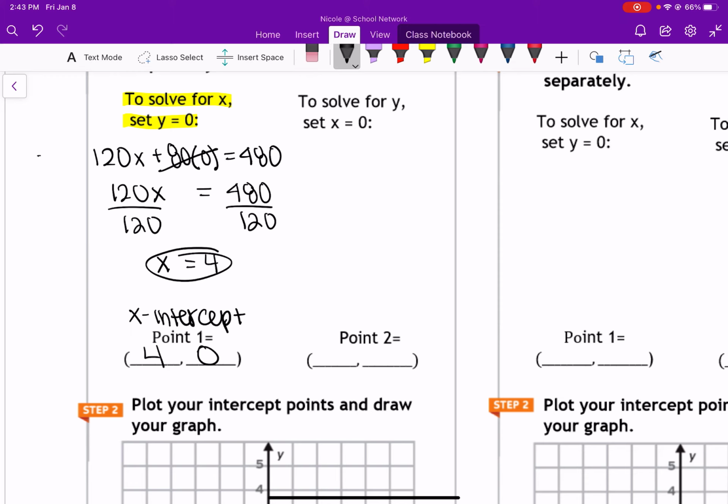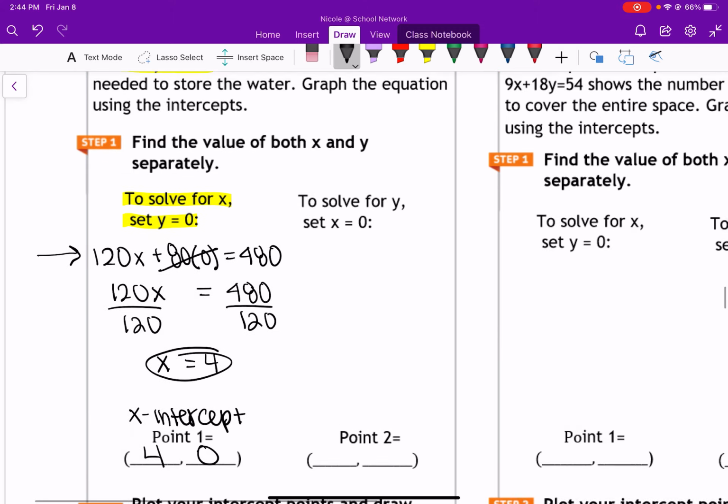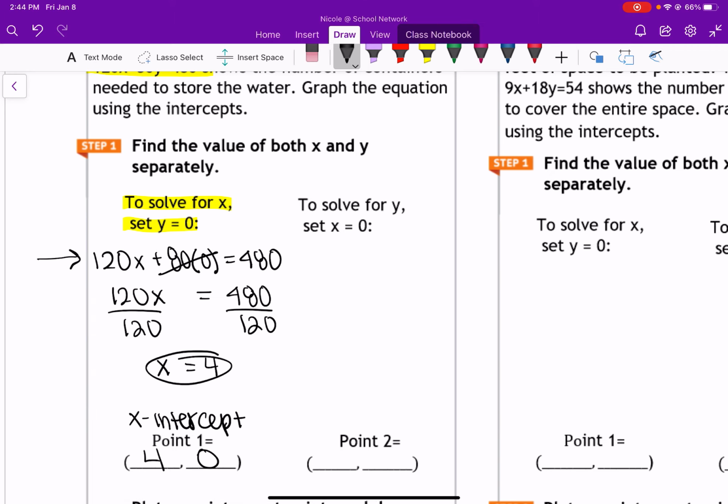So if you have it set up right and you still didn't get the right answer, you might have done some algebra wrong. So go ahead and let me know if you're struggling on that part, and we could meet one-on-one, and I'll help you through that. Okay, so solving for y, we set x is equal to 0.